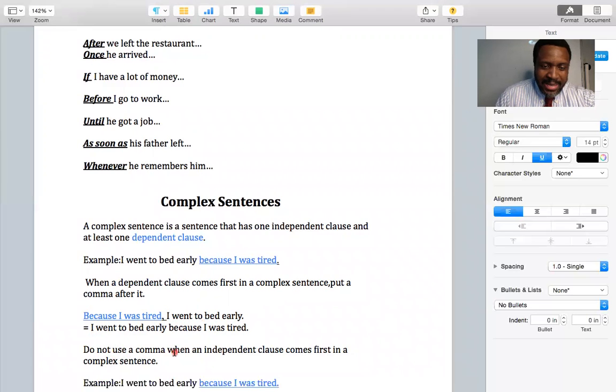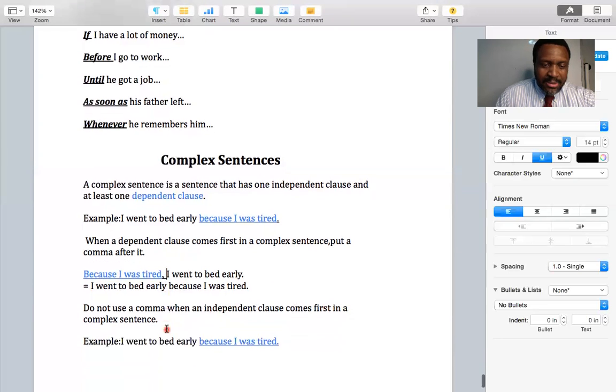Do not use a comma when an independent clause comes first in a complex sentence. This is an independent clause, I went to bed early, so there is no need for a comma. I went to bed early because I was tired. These two sentences mean the same thing. Because I was tired, I went to bed early, or I went to bed early because I was tired.